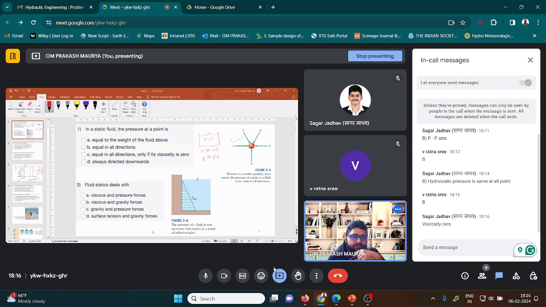Sagar, you are telling the viscosity is zero. Okay, in the static fluid, Sagar, you have some lack of knowledge of the properties of the fluid. Okay, I will discuss, no problem.